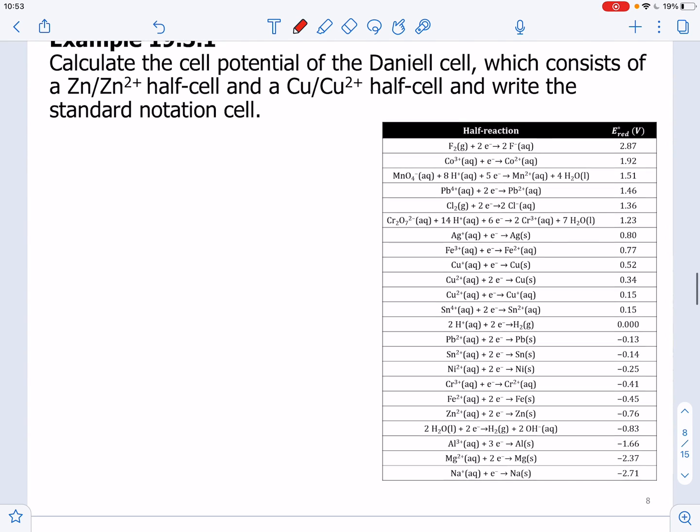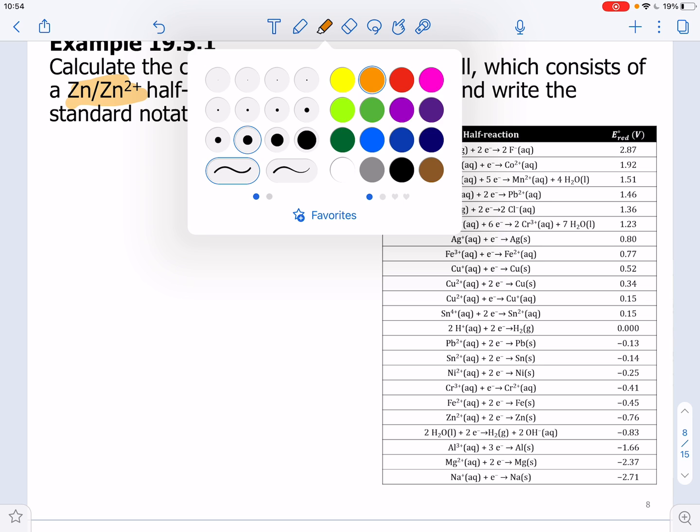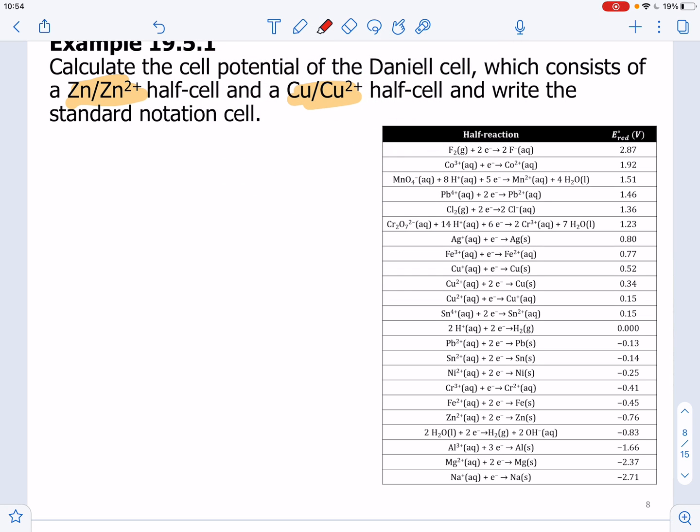So in this example, we are to calculate the potential and write the standard cell notation for a Daniell cell that is made out of the pair zinc 2 plus and copper 2 plus. And the thing that we have to do here is locate these reactions on the table. So zinc is right here. Let's write that down. We have zinc 2 plus plus 2 electrons that go to zinc solid, and the potential for this one is minus 0.76.